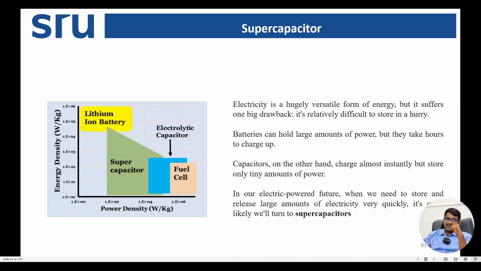But even then it has some problems, because supercapacitors cannot store as much energy as batteries, right? And also, supercapacitors cannot instantaneously charge, but they can reduce the charging time when compared to batteries.